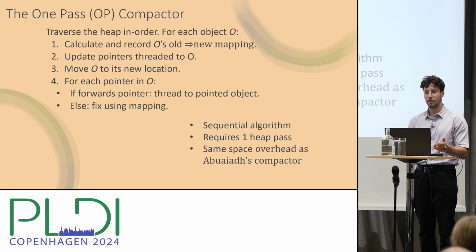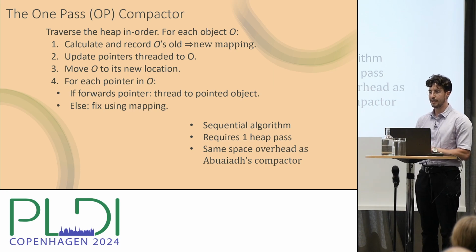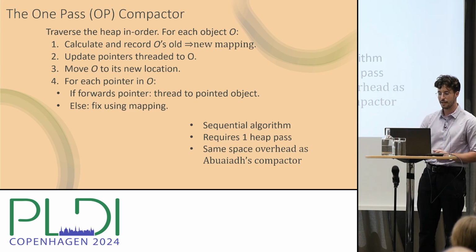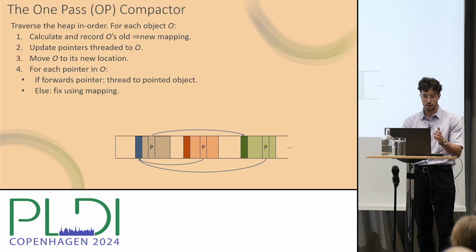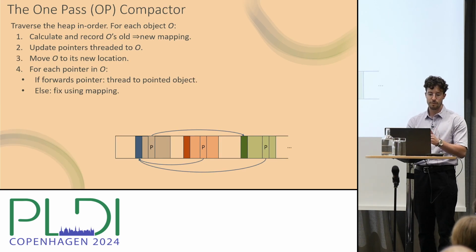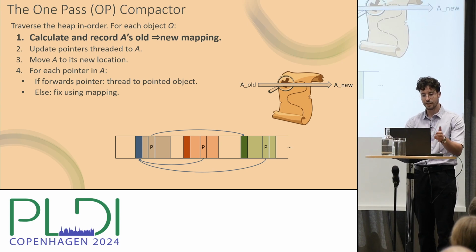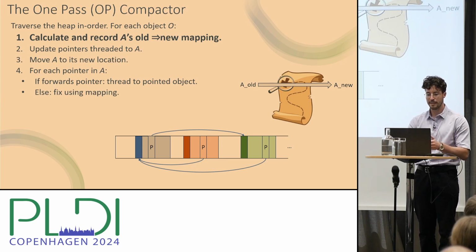So this algorithm only requires a single heap pass, and it incurs the same space overhead as Abuaiadh's compactor, as it uses the same mapping mechanism. And we will now see a short example of it. We have objects A, B, and C, blue, red, and green, respectively. We begin by reaching object A and calculating and recording its old to new mapping.